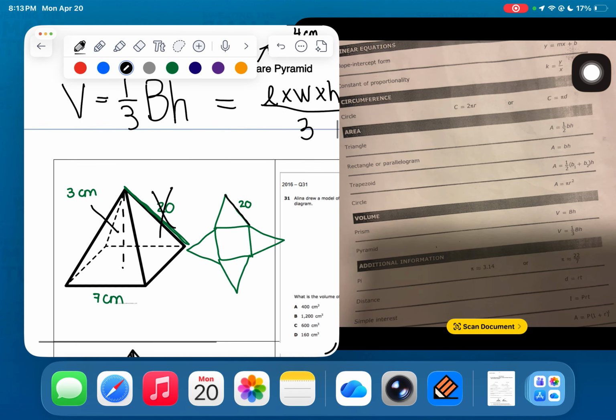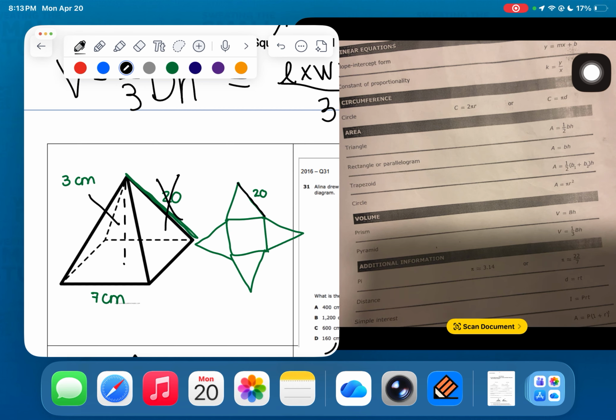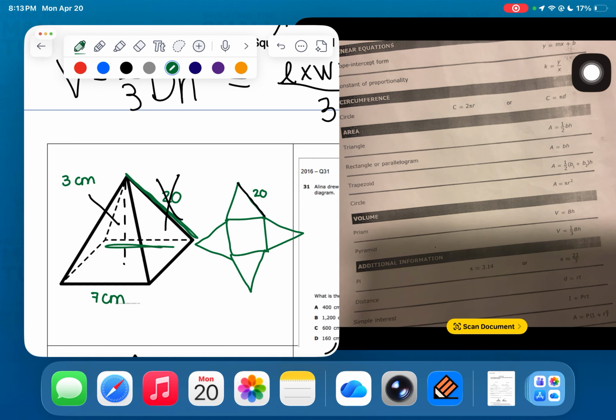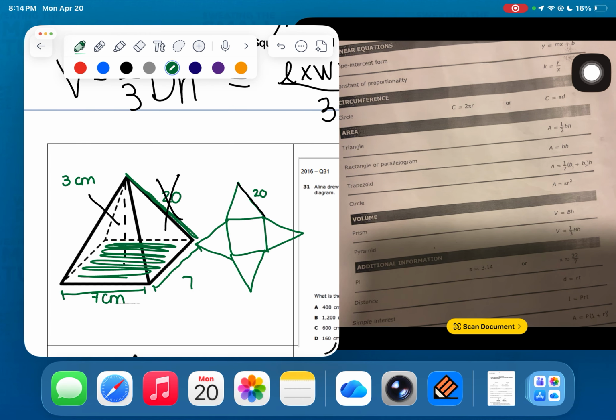But guess what? Since we know this is a square pyramid, I should know that all the sides in my base measure the same. So that's where my third number comes from. Again, since this base is a square, I know that the length and the width measure 7 centimeters. So those are the numbers I'm gonna multiply.